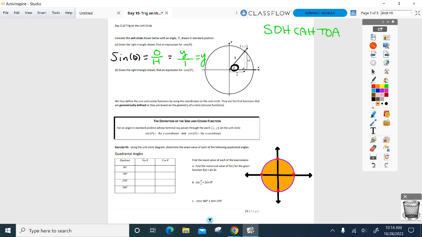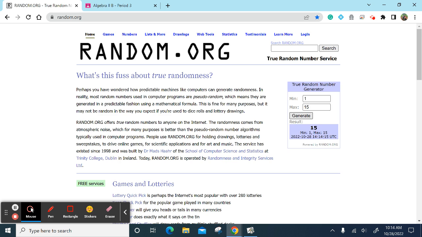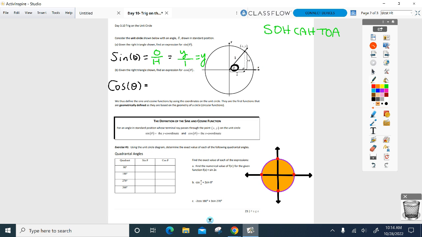I'll tell you why that is so huge in a second, after we do the same thing for cosine. Same triangle, same angle. What two sides do you use to find cosine? Adjacent, hypotenuse. Okay, so adjacent over hypotenuse.